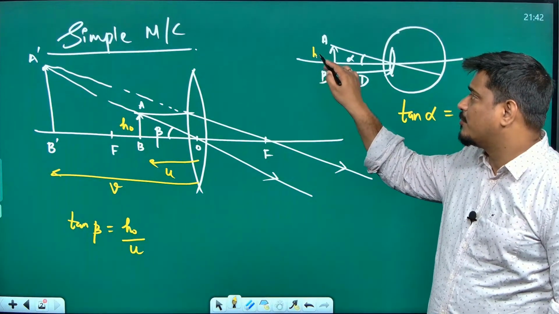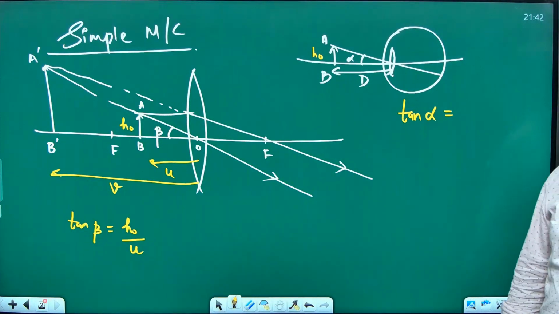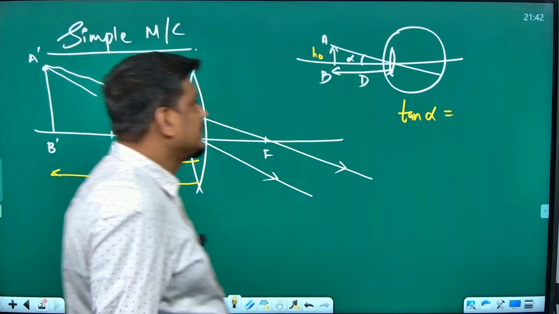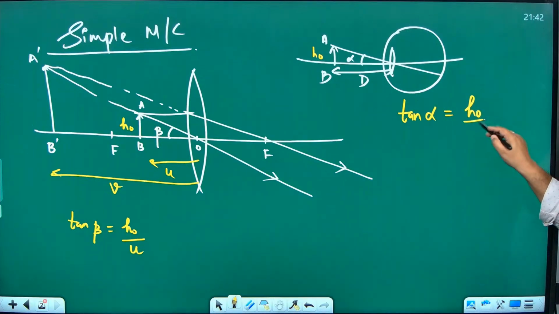This is again height of object. What is tan alpha, guys? What by what? Height of object by D. Yes, HO by D, isn't it?